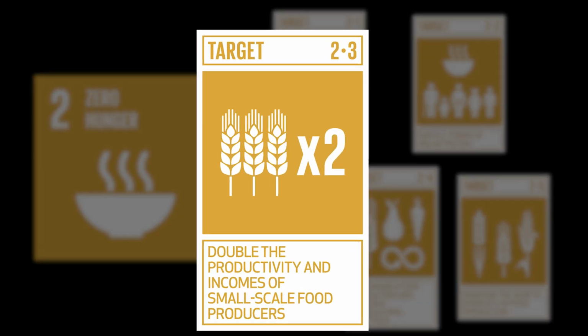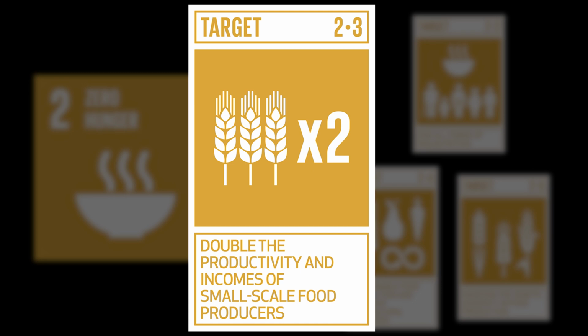The third target is to double the productivity and incomes of small-scale food producers by the year 2030. The importance of small-scale food production varies a lot between regions. It can be from 40% and all the way up to 85% of all food produced in some developing countries.